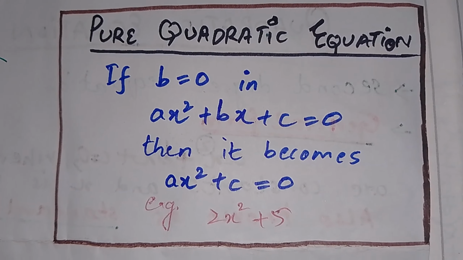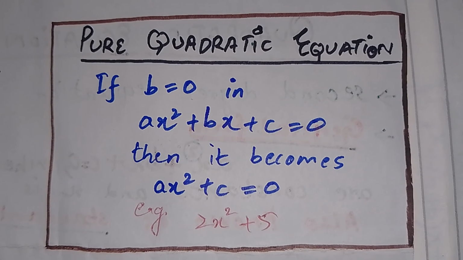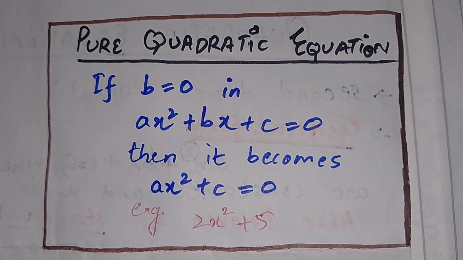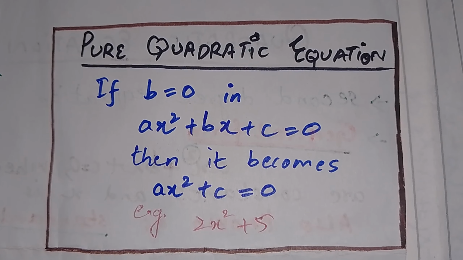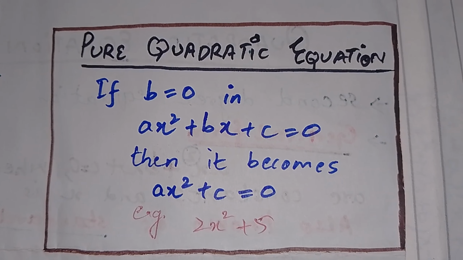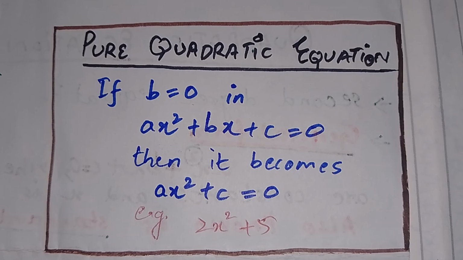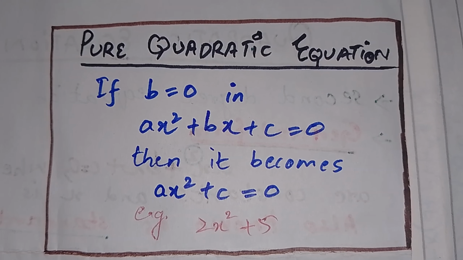If in a quadratic equation I take b is equal to 0, meaning the coefficient of x as 0, it becomes ax square plus c. It is known as a pure quadratic equation, in which the coefficient of x is 0. For example, 2x square plus 5. Here you can see there is no variable x with any coefficient.